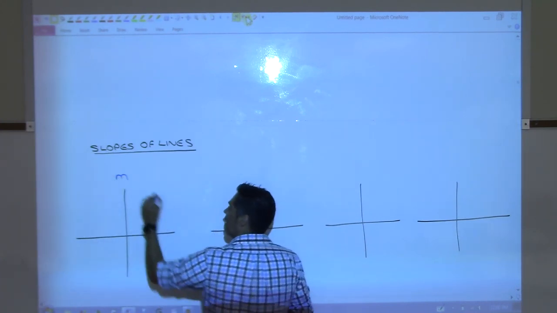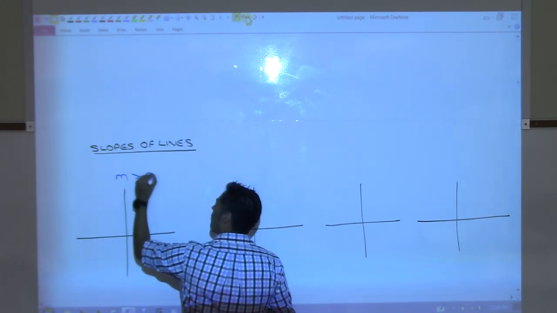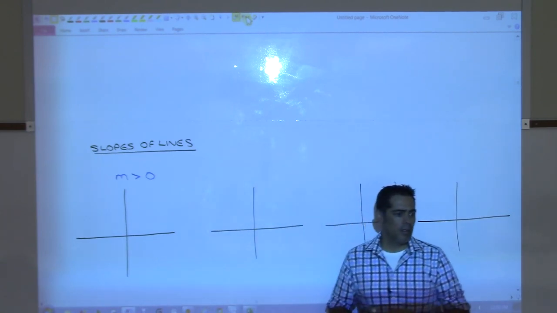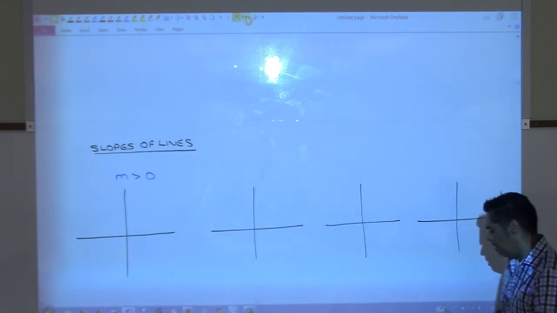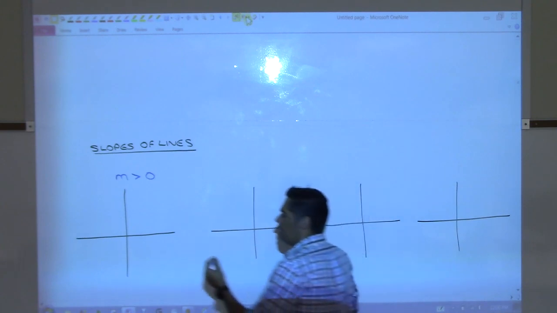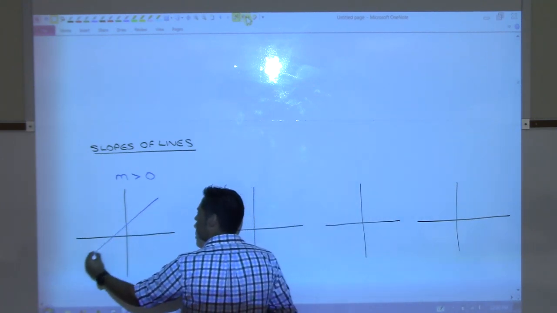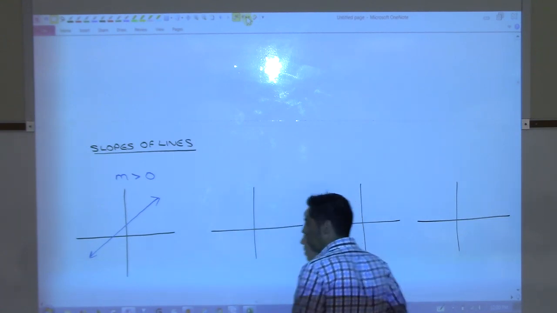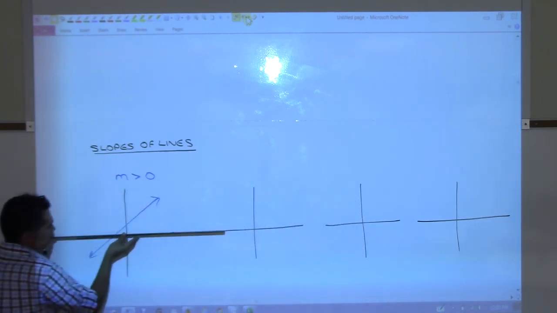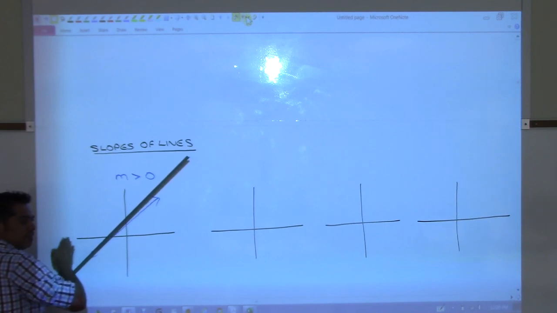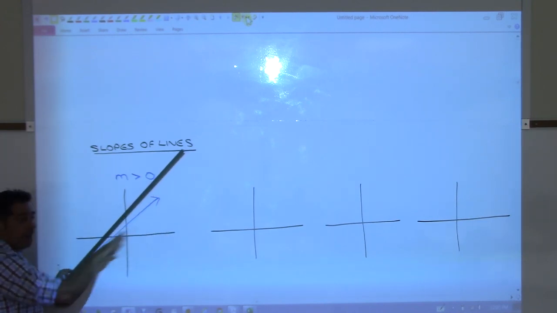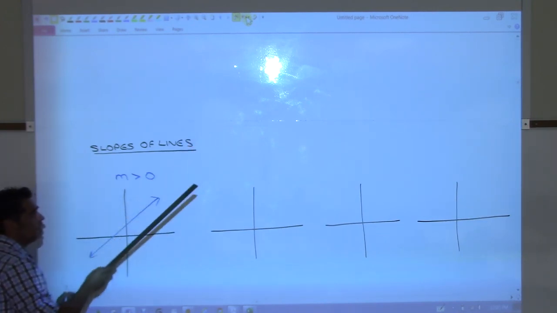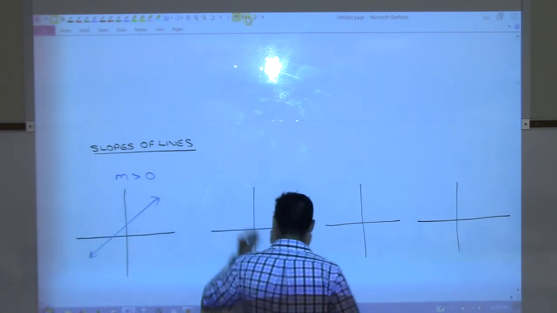That number? If m is positive, greater than 0, if the slope is a positive number, you are guaranteed that your graph will look something like this. In other words, the slope will be pitched up as you read this from left to right. Okay, it's going up. If your slope is negative, what do you think is going to happen?